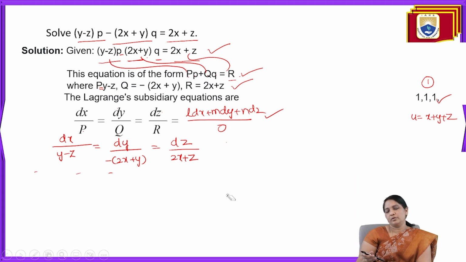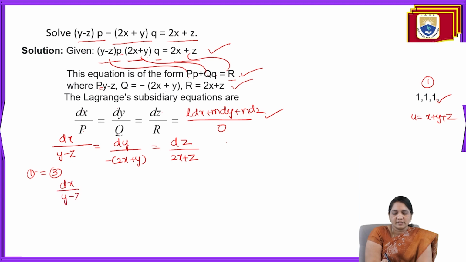Here, to solve the second solution, there is no possibility to take the multipliers. So that's why I am choosing this. First one, what is the first? I am taking 1 equal to 3. So what is the one? dx by y minus z equal to dz by 2x plus z.